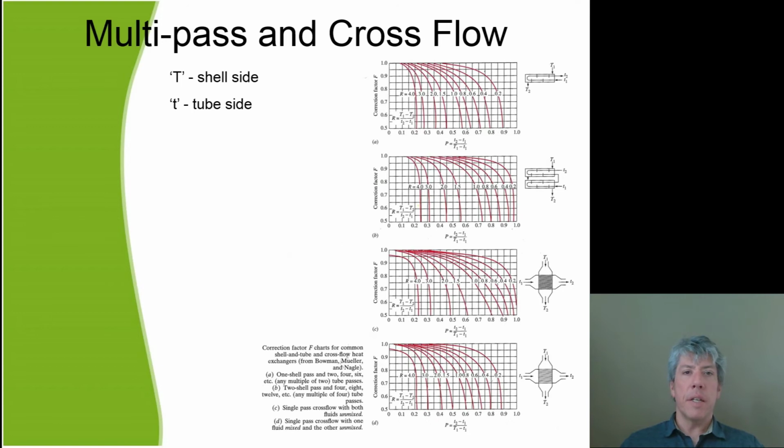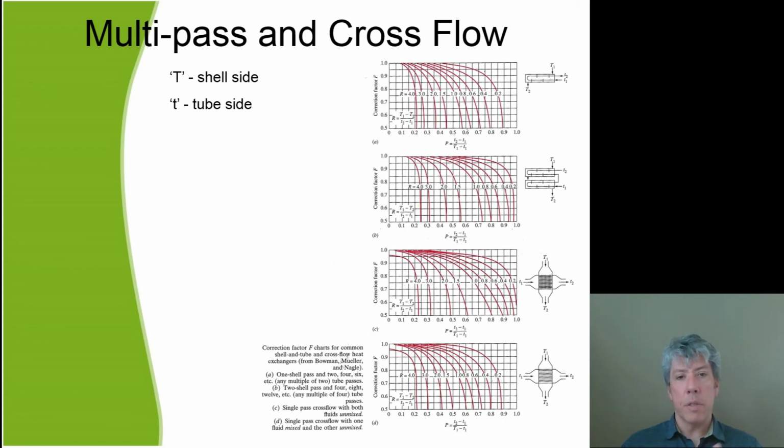Did you notice that that derivation was performed for a simple single pass shell and tube heat exchanger, also called a sidearm heat exchanger? What happens when we have a real heat exchanger? What if there's cross flow? What if there are multiple shell passes or multiple tube passes? Then we have to correct the log mean temperature difference.